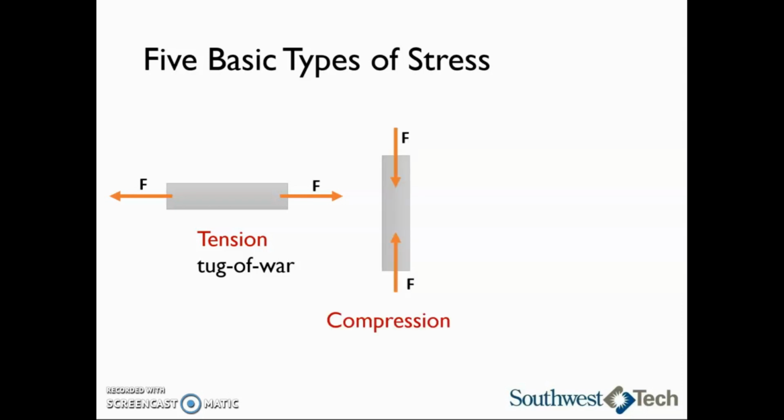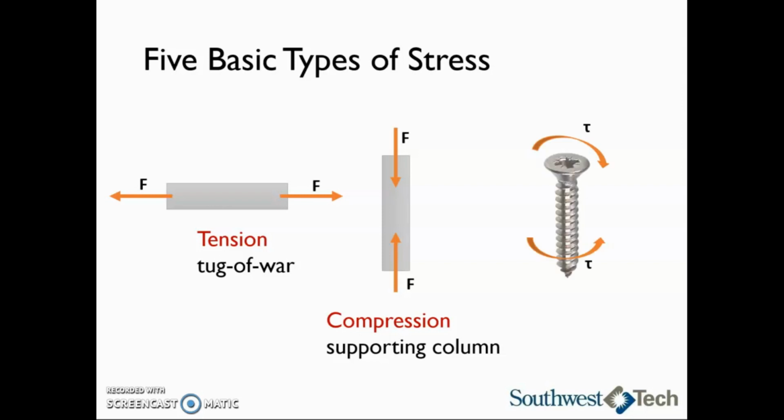Compression is the opposite of tension. In compression, you have 2 forces acting on a one-dimensional object, but the forces are acting towards each other instead of away from each other like in tension. An example of compression might be any kind of supporting column. The weight force is acting in one direction and the normal force is acting towards the weight force. Another example would be compressing a spring.